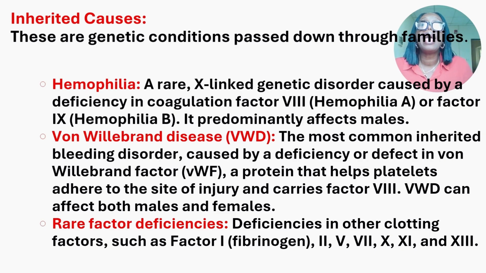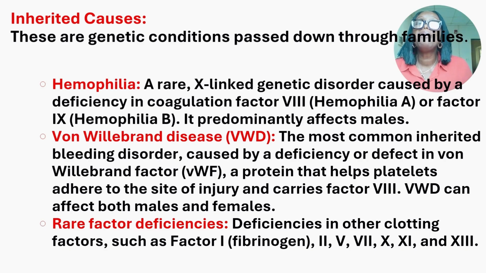Hemophilia is a rare X-linked genetic disorder that can occur as a result of deficiency in coagulation factor 8, which is hemophilia A, or deficiency in factor 9, which is hemophilia B. Hemophilia is predominantly found among males because males have only one X chromosome, while females have two. Therefore, females tend to be carriers, while males, once they have the defective gene, end up expressing it.